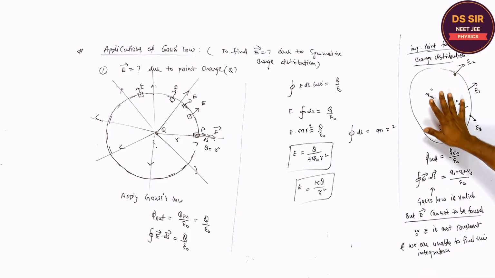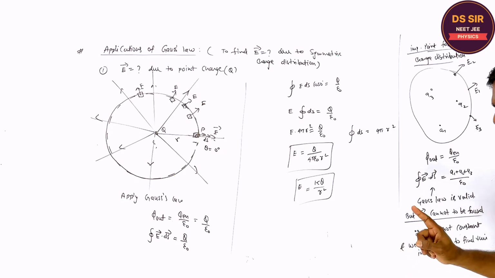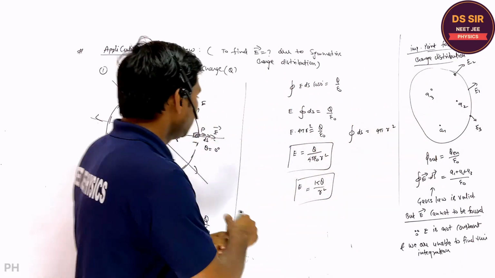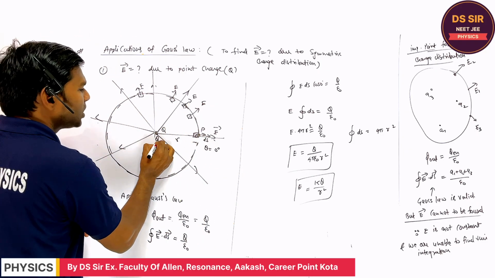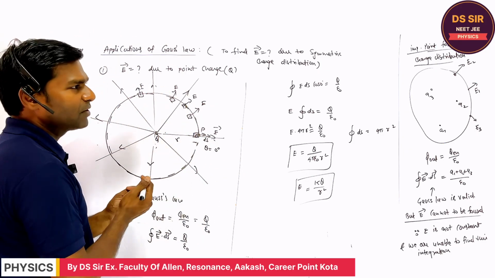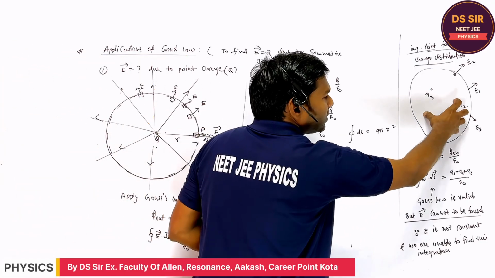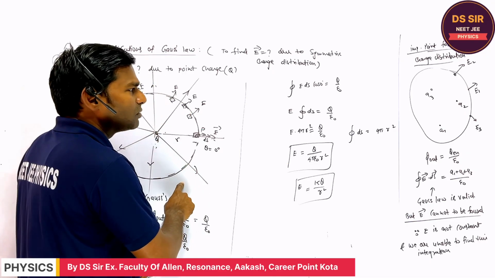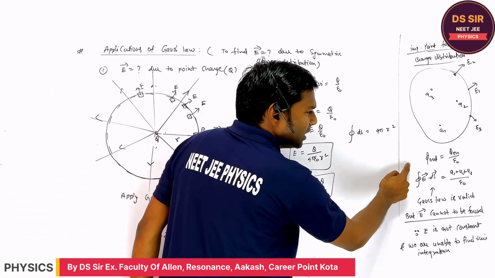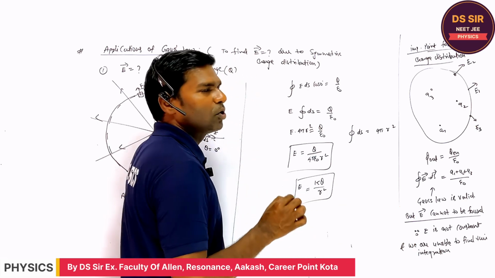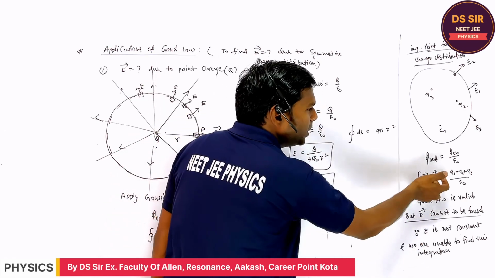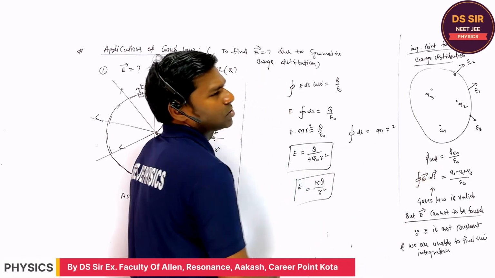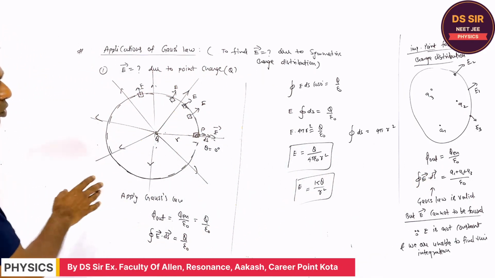So this is a very important point you have to understand: Gauss's law is always valid, whether the charge distribution is symmetric or unsymmetric. But the electric field can be found only for symmetric charge distributions. For an unsymmetric charge distribution, the electric field cannot be found, because we are unable to perform the integration, because E is not constant. Do you understand? Copy this.